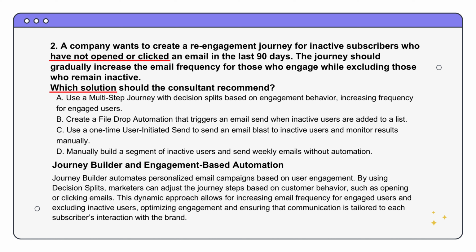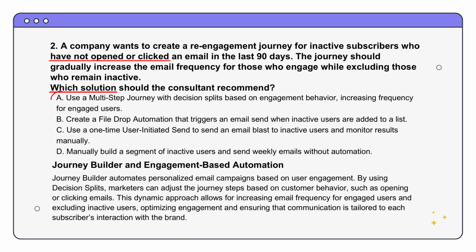But in this case, the recommended answer is A, to use a multi-step journey with decision splits based on engagement behavior. It's all about that personalized, dynamic approach. So walk us through why this is the preferred method for this particular challenge. Well, a multi-step journey, especially in Journey Builder, allows you to really see what your subscriber is doing in real time.